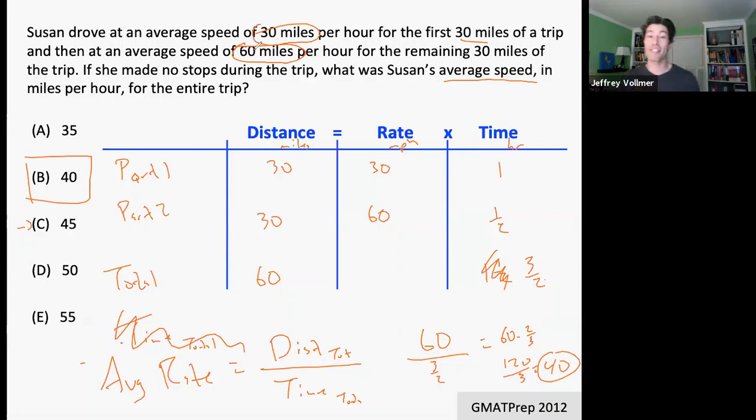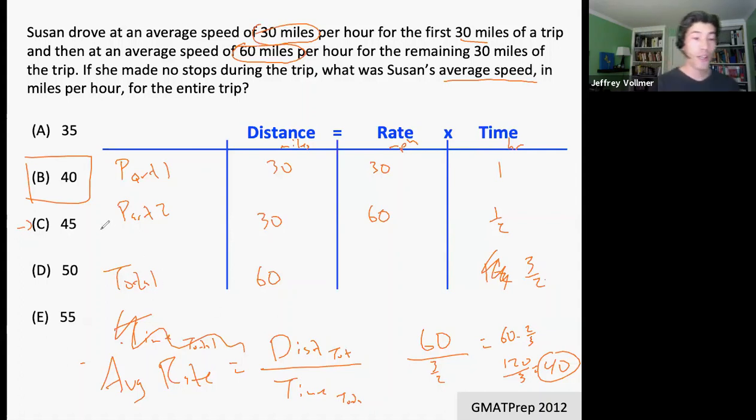That makes sense because you spent more time driving slower, right? And that's how you can estimate this. You spent more time going slower, so the slower speed has more weight to it. It has a higher influence on your overall average rate.